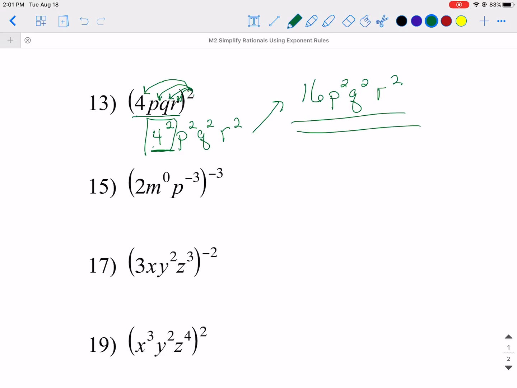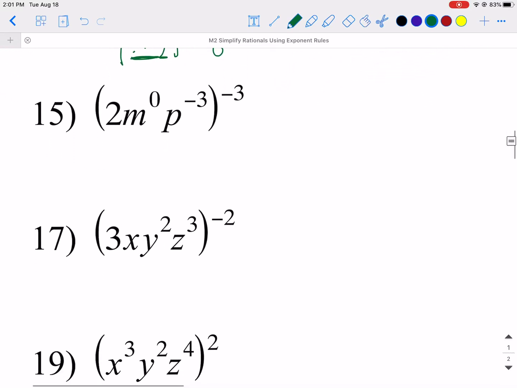Sometimes you will be able to leave it, like if it was, for example, 5 to the 5th power, you would probably leave it like that, but most of these you should be able to go ahead and use your calculator. Remember, we're using Delta Math to solve that. Alright, so let's move on to number 15.